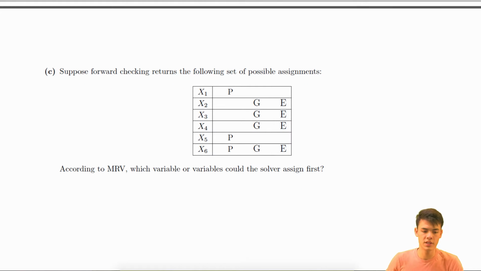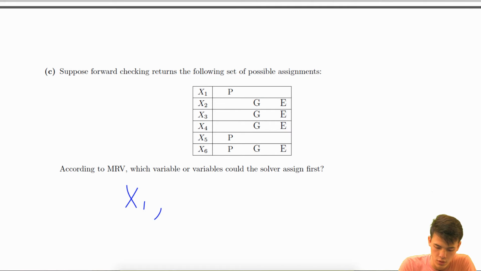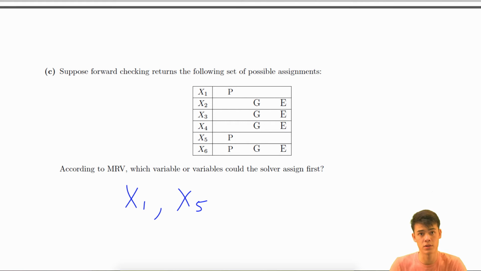All right, so let's suppose we run forward checking with some other kind of assignment, and at some point we get the following set of possible assignments at this point. So according to MRV, which variable or variables should the solver assign first? So remember that MRV is minimum remaining values. So which variables have the fewest remaining values? If we count, that's just going to be x1 and x5, because those have 1. All the others have 2 or 3. So x1 or x5 would both be valid answers. At this point, it comes up to however you're going to do tie breaking. So that's the answer for this one.